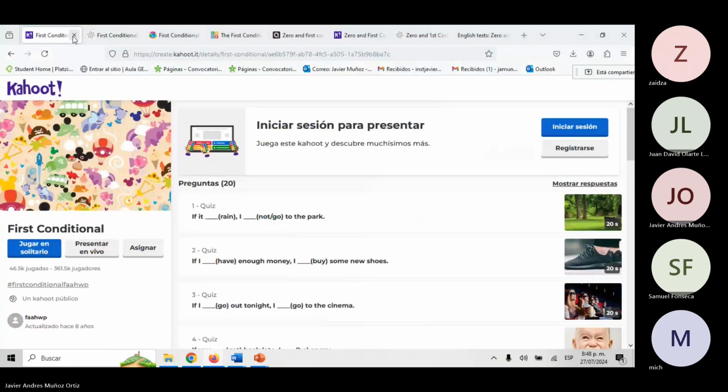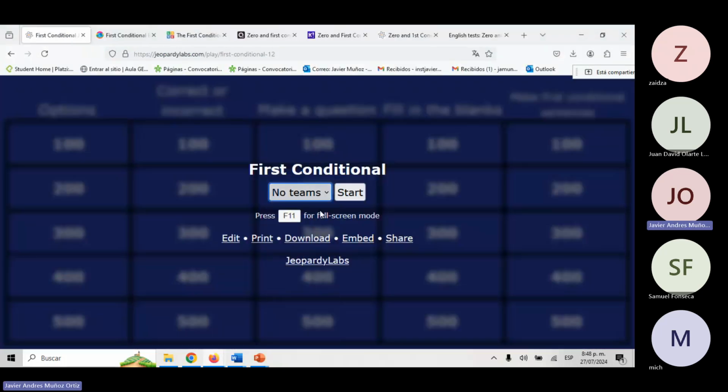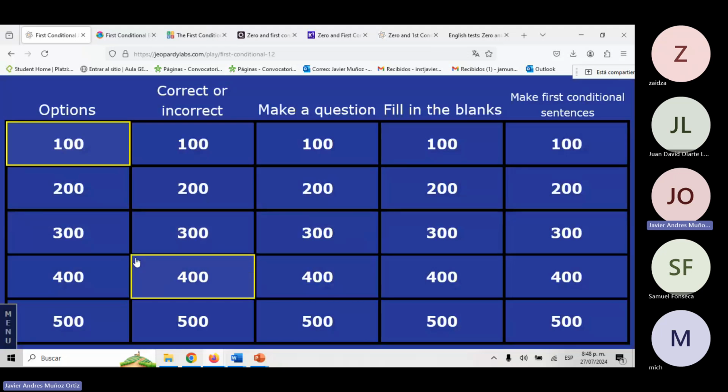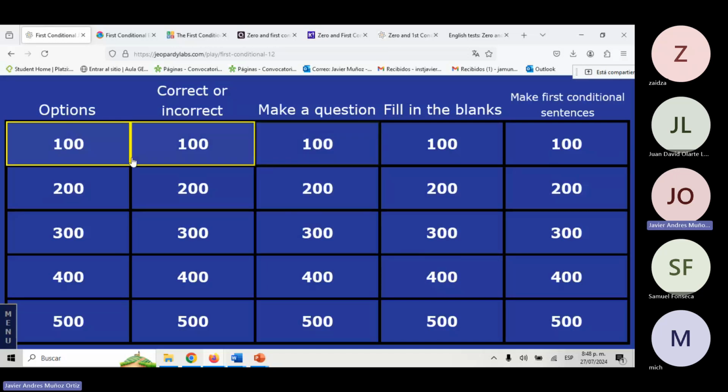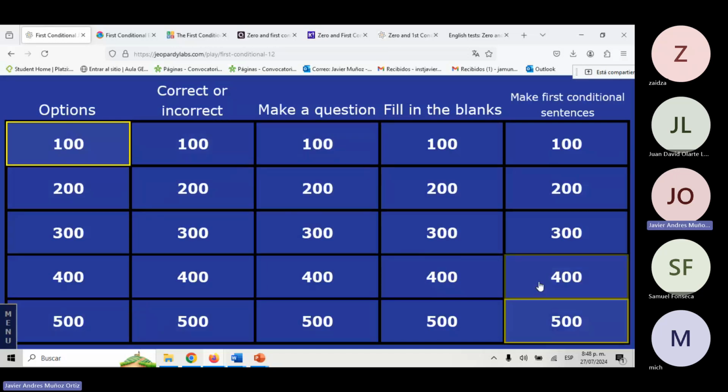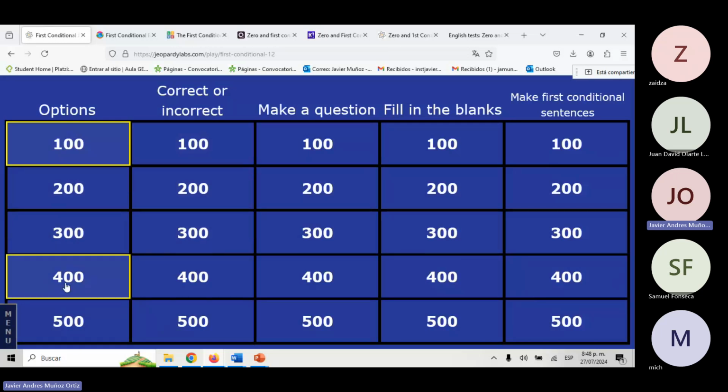Let's play another exercise. Once again, zero conditional. In this case, you can see this game in Jeopardy. So I'm going to open all of the options of 100. You're going to open the microphone, so you are going to participate once, choosing a category and a score. 200, 300, 400, 500 options: correct, make the question, fill the blanks, or make the first conditional. So options in this case.